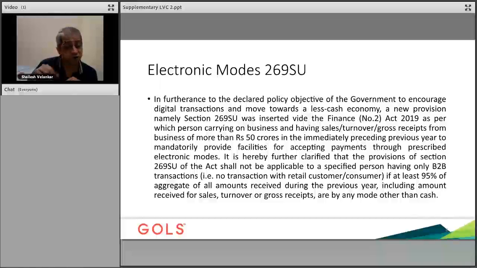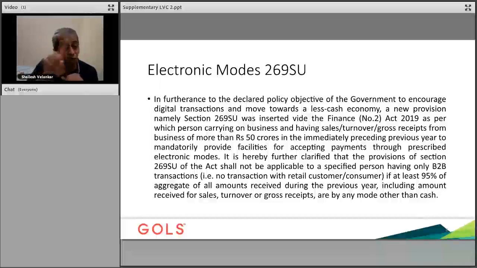Now, what is the further clarification which has come in this? Okay. It says that if your company is having only B2B transactions, B2B means business to business, that is, you are not making any retail sales. You are only making wholesale transactions. In simple language, you are only doing wholesale transactions. There are no retail transactions. Over the counter transactions are not there.